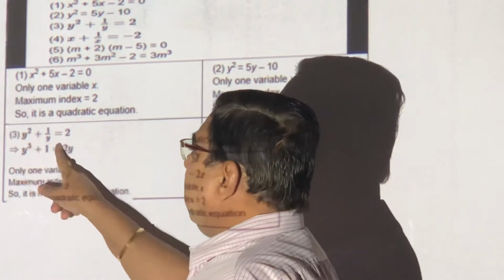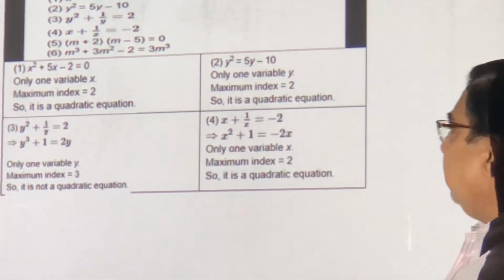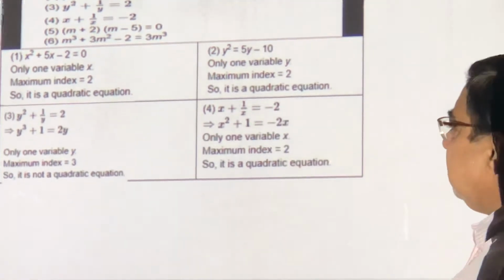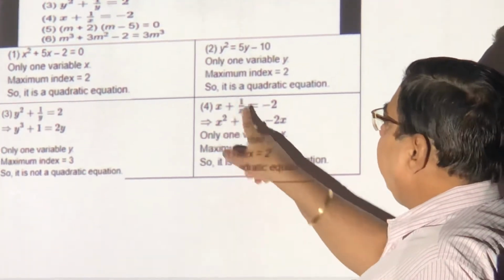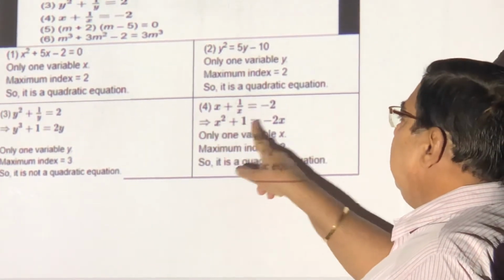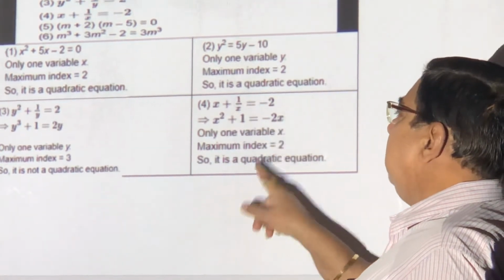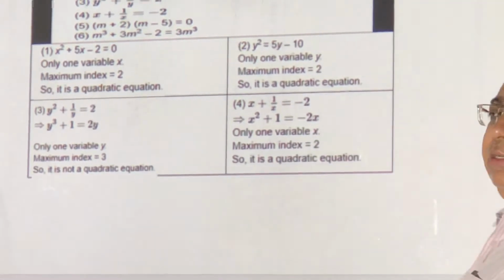That's what I was telling you. Come, make it linear. No upon, no numerators and denominators. Let us have a look at this now. This becomes x square plus 1 by taking LCM minus 2x. Now, only x is there. Only 2 is the highest power. It is a quadratic equation.